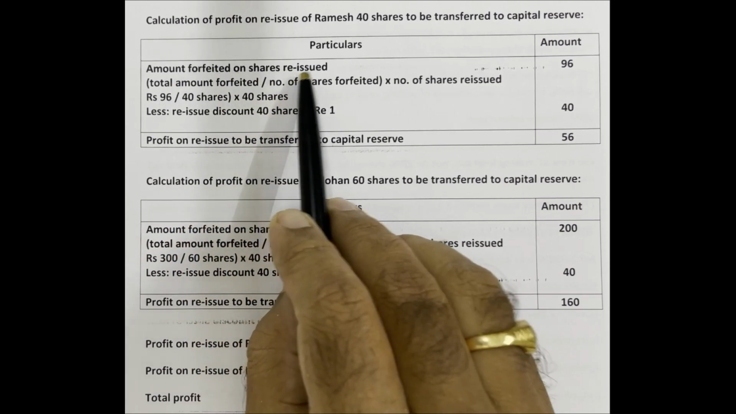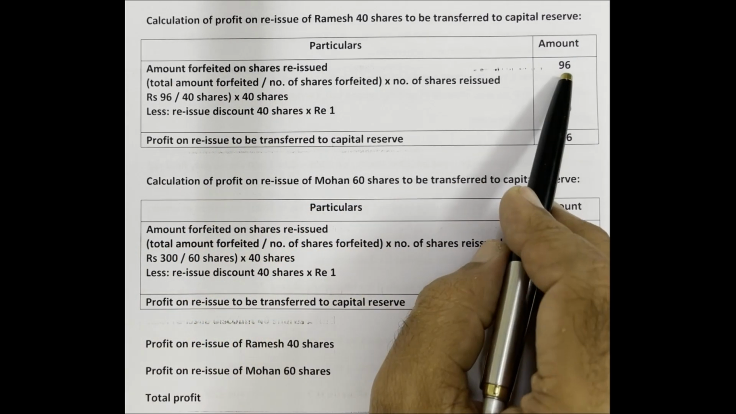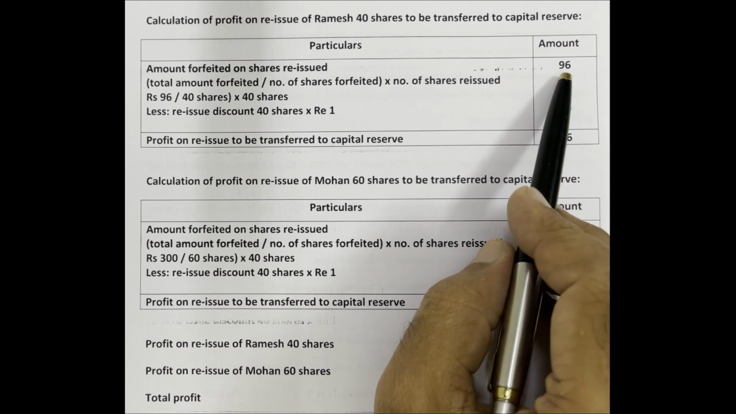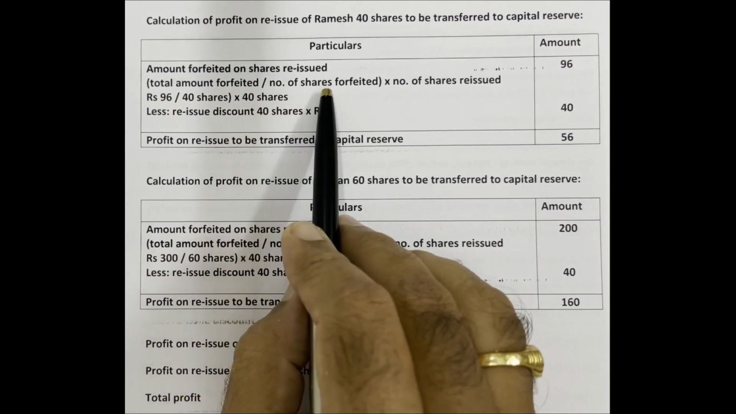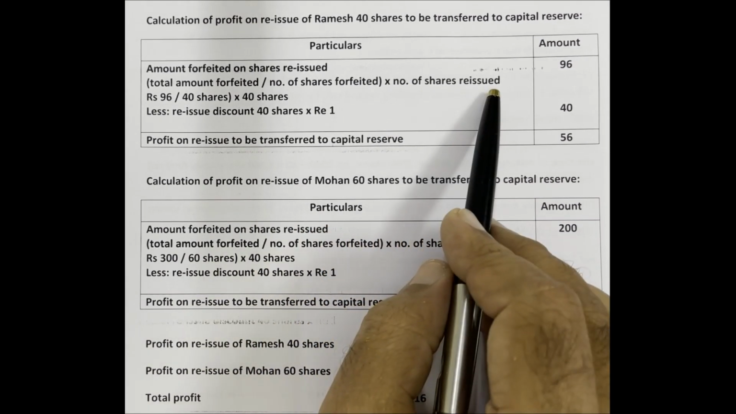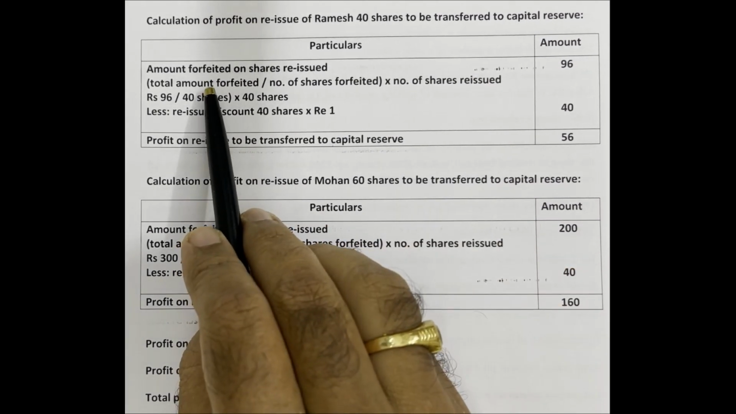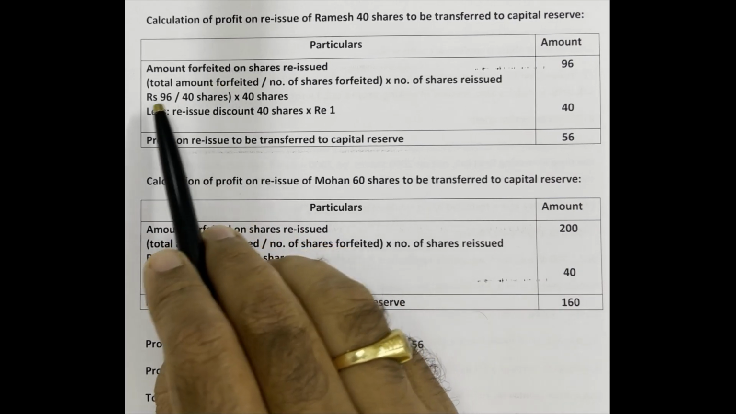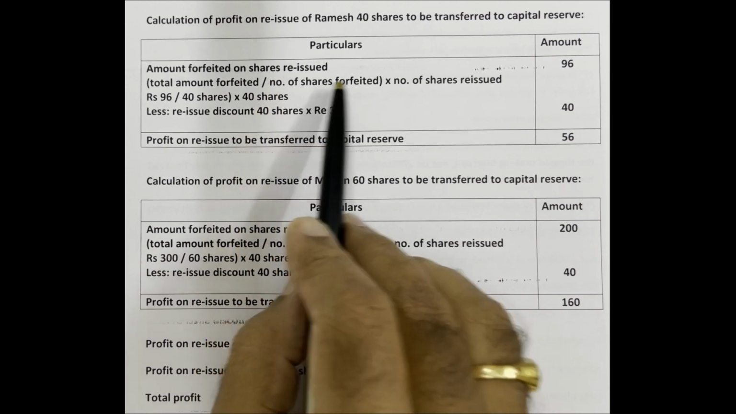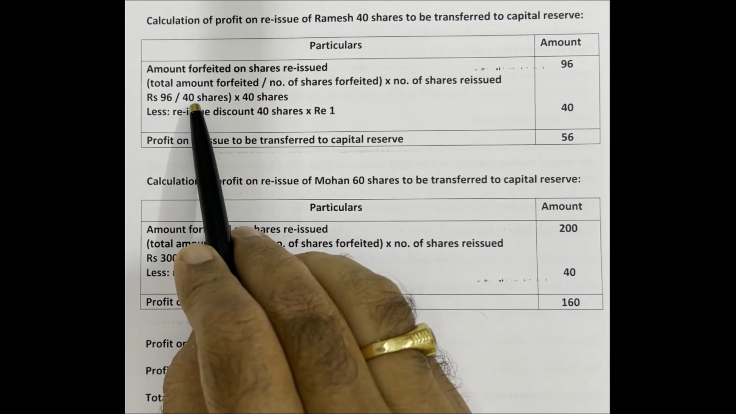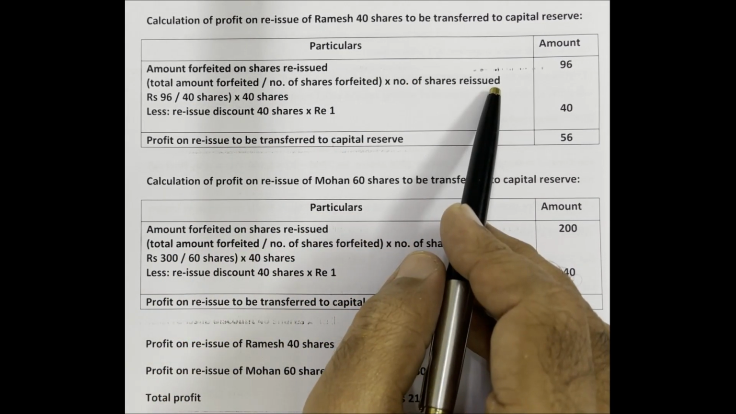Amount forfeited on reissued shares, 96 rupees. To calculate this amount, there is one formula: total amount forfeited divided by number of shares forfeited, into number of shares reissued. Ramesh's shares, 40 shares. He paid application money, no? 96 rupees divided by number of shares forfeited, 40 shares, into number of shares reissued.